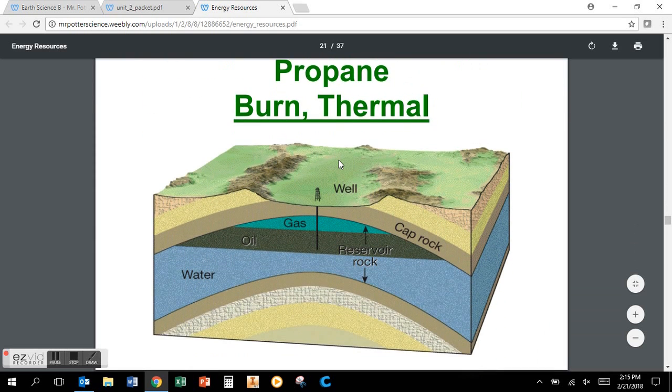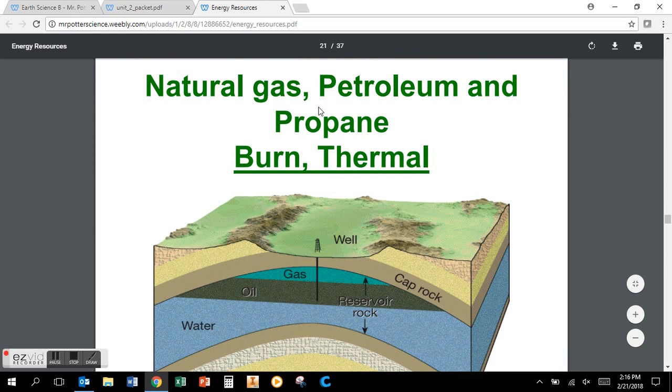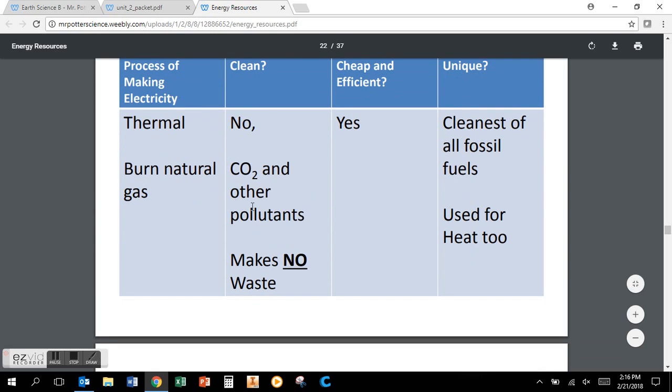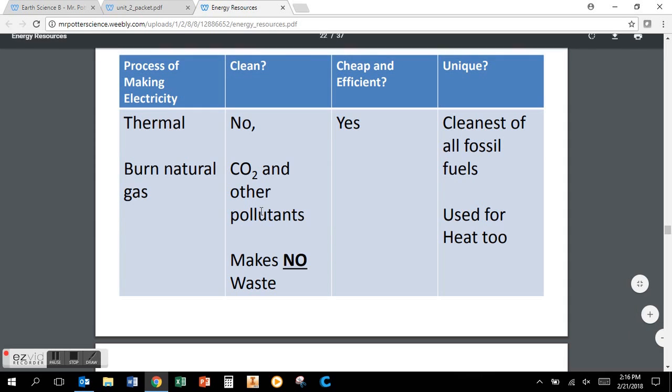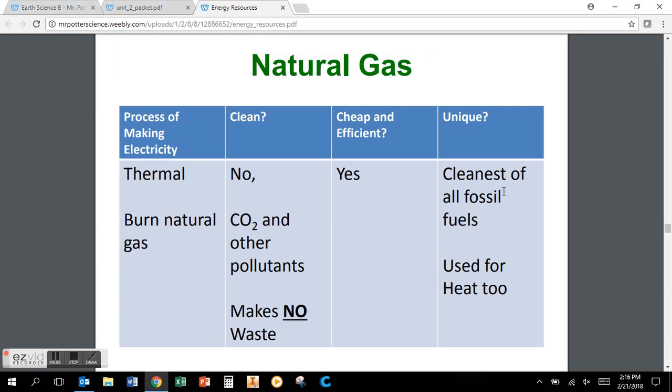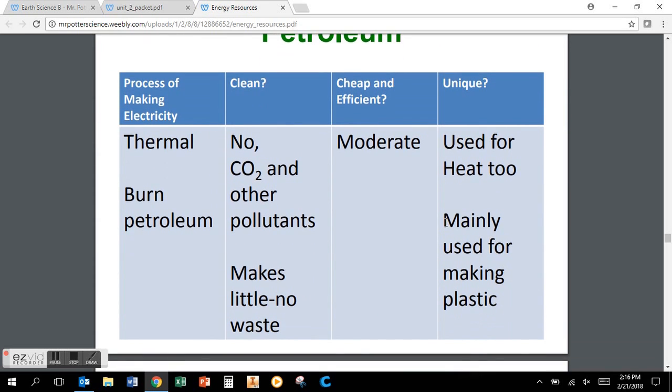The next one, natural gas, petroleum, and propane. We're going to lump all three of these together because they're pretty similar. This is a fossil fuel, so we burn it. Anytime we burn something, we're putting carbon dioxide and other pollutants in the air. So this one is very cheap. That's one of the cheapest ones. And what's unique about natural gas is of all the fossil fuels, it actually does burn the cleanest. It does make pollution, but less than coal or oil, and also puts the least amount of CO2 in the air.